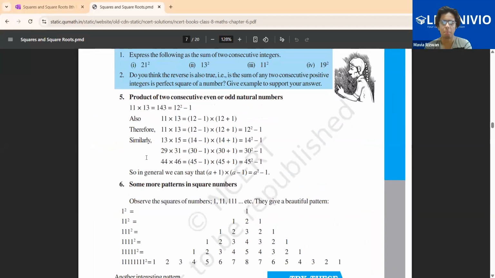So, the product of two consecutive even or odd natural numbers. See, this is something that comes by a property. You haven't learned the identity yet, so you don't know, right? A square plus b square minus 2ab. You don't know all this yet. Okay, fine. See, the next property is the product of two consecutive even or odd natural numbers.